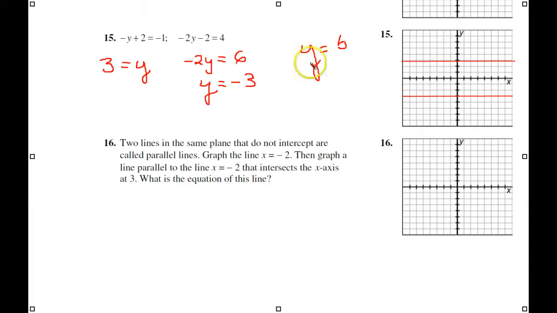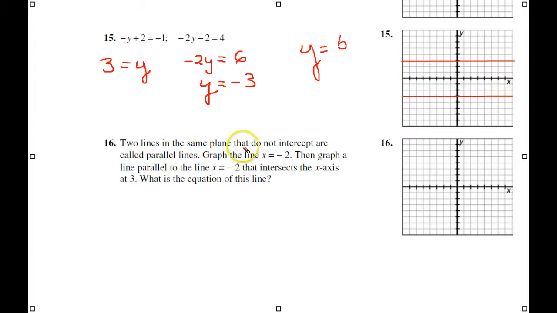So in this one, again, they're both y equals b equations. And when I solve it for positive y, y equals 3, that's this line. And then here, solving it for a positive y, y equals negative 3. All of these equations are parallel. Okay, let's look at number 16.